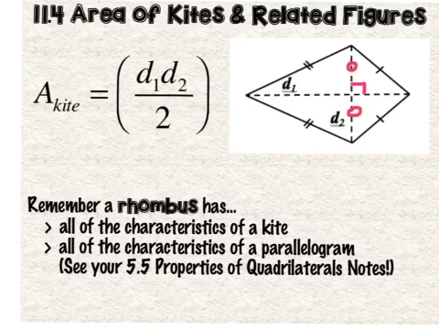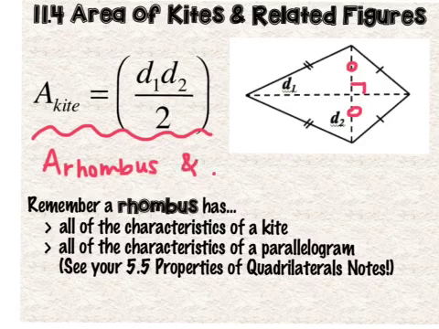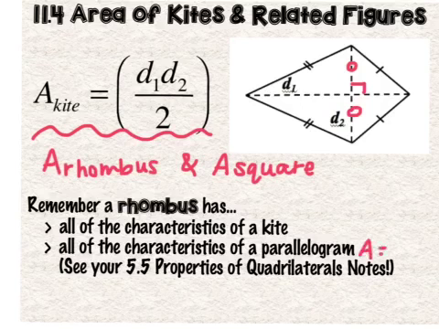Also remember that a rhombus has characteristics of a kite and a parallelogram. So using our new formula, we can also find the area of a rhombus. And we can use it to find the area of a square as well. For our parallelograms, we still have area equals base times height, which means that our new formula is just an additional way that we can use to solve for the area.